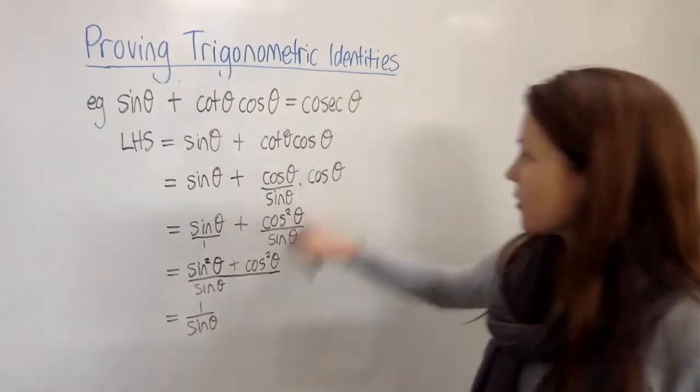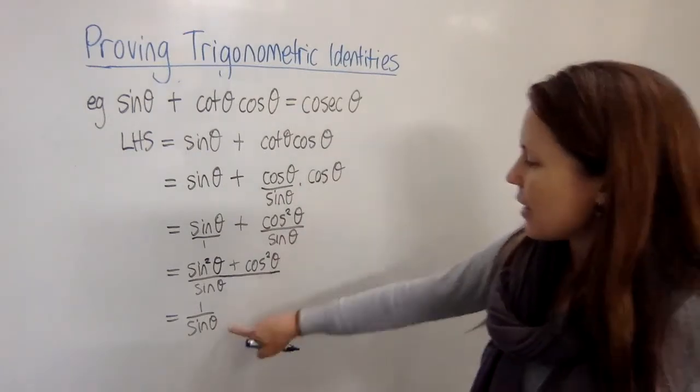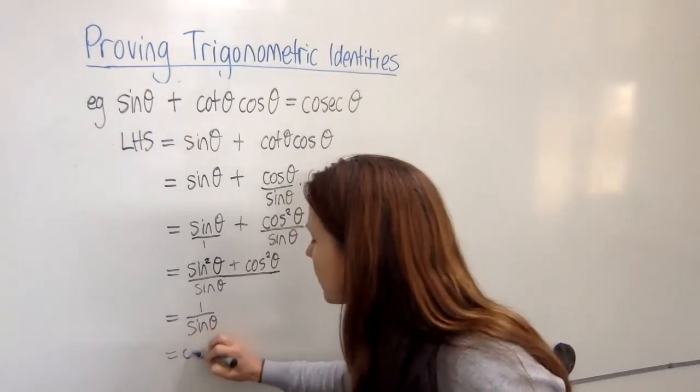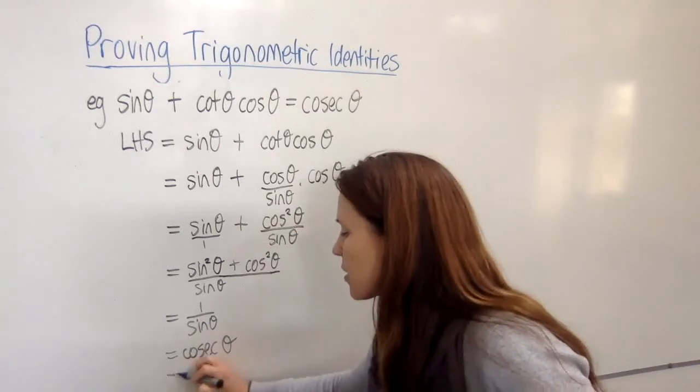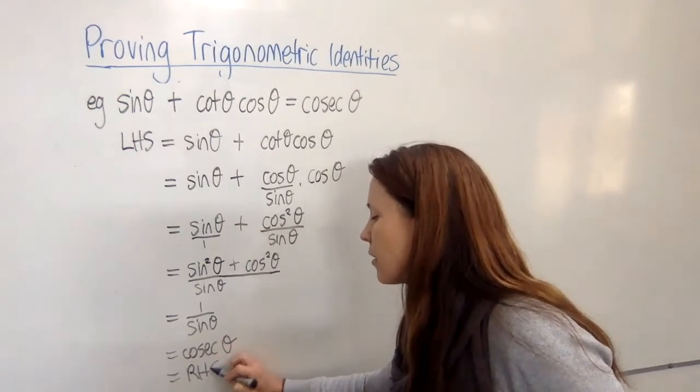At this point you start getting excited because you can see that you're just about there. That is the same as cosec theta, which is the same as the right-hand side. And you're done.